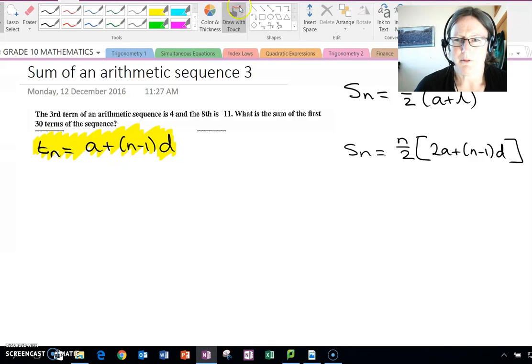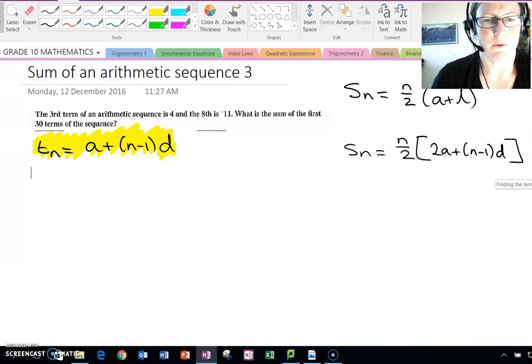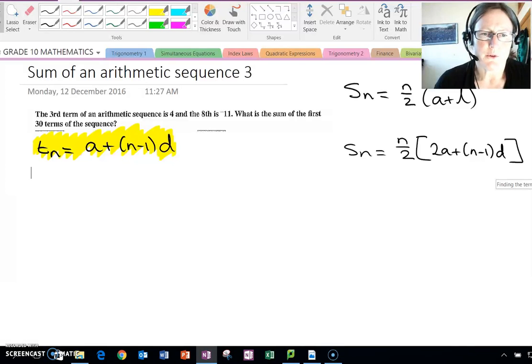Okay, a couple of harder questions, but not impossible. We have a fair bit of knowledge now to work out the sum of an arithmetic sequence. We are told the third term is 4 and the eighth term is negative 11, and it wants to know what's the sum of the first 30 terms.